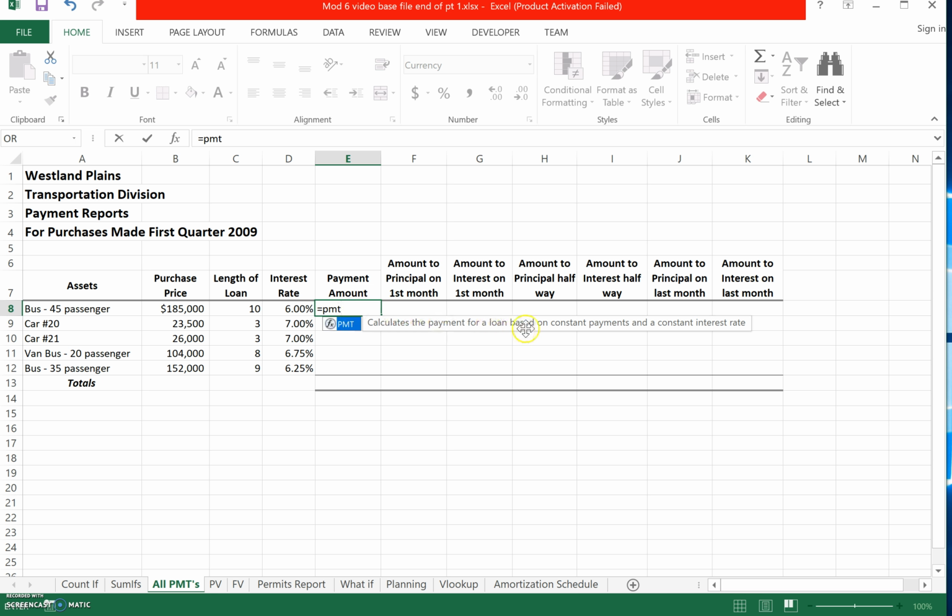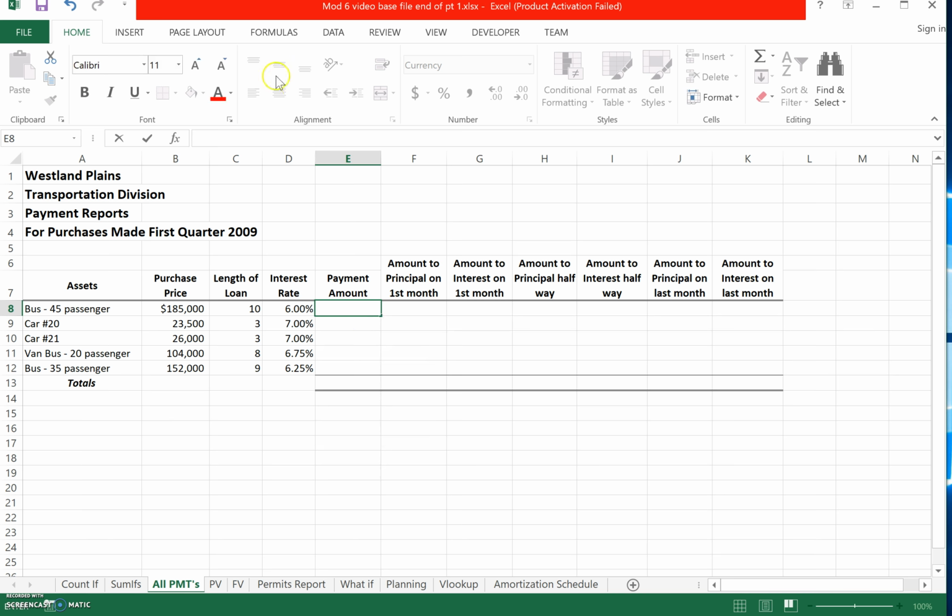It calculates the payment for a loan based on constant payments and a constant interest rate. So this is not a variable interest rate loan. This is not one of those loans where you start out paying a little bit and then 5 years in, it's like a balloon mortgage and you pay a whole ton. It's the same amount every single month, no matter what, until it's done.